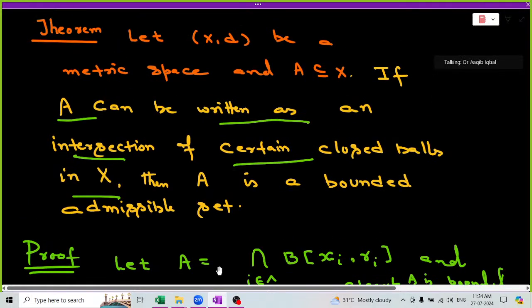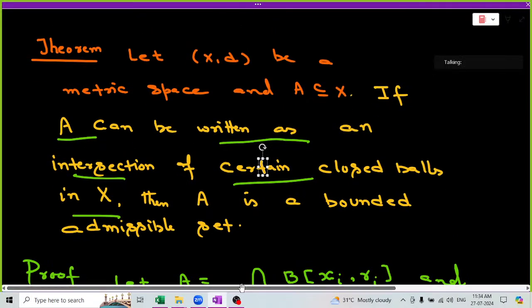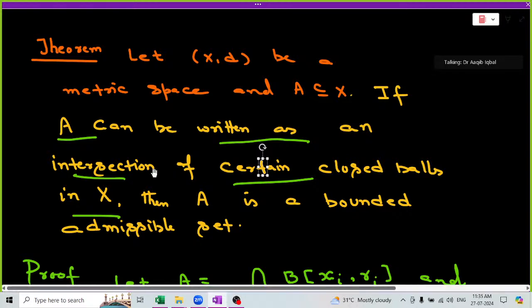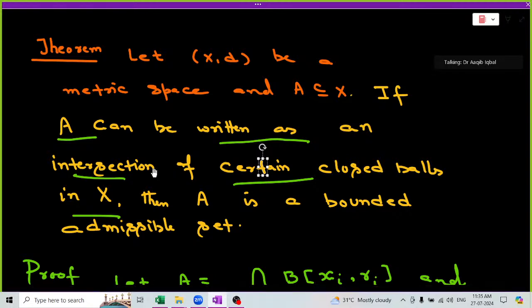So you can capture admissibility in this way too. Look at this criterion for admissibility: if you can write your A as an intersection of certain closed balls, then it is admissible. In fact, it is bounded admissible. So essentially we have two definitions.